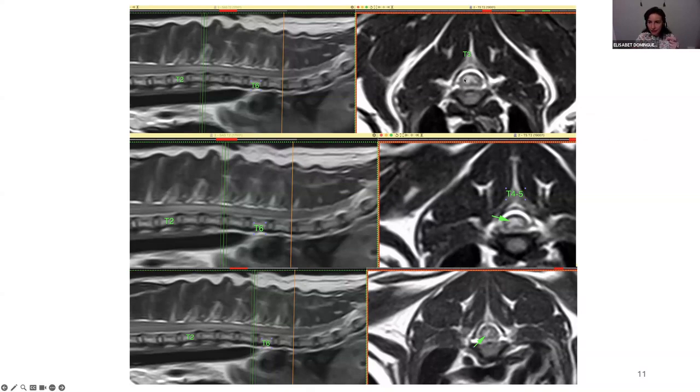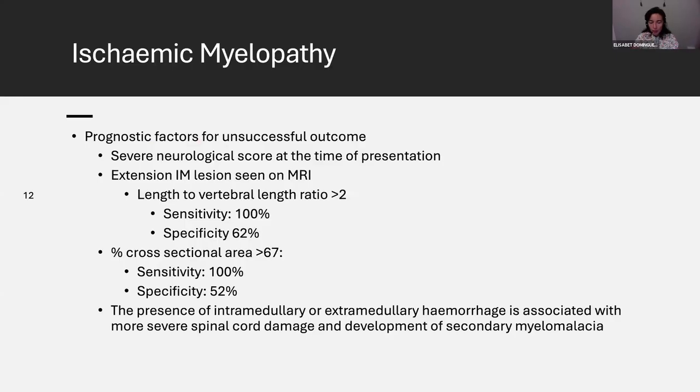In this case, it is at the level of T3, involving the left side and the right side, but as we move more caudally, it is more lateralized towards the right side. So again, it's a lesion that has the typical imaging features of ischemic myelopathy. Based on MRI, we have some prognostic factors that we know for unsuccessful outcome, unfortunately.